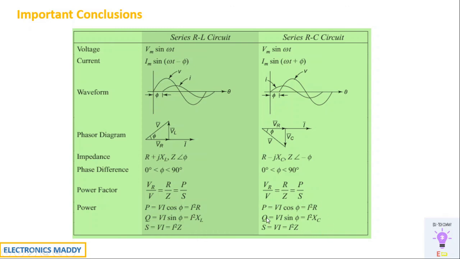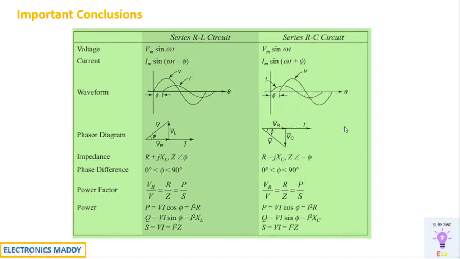So these are important formulas. If they ask you to find the active power or the reactive power or apparent power, we need to use one of these formulas. So please make a note of all these important conclusions at a different place, and once you have made note of this, you can use this with respect to the problems on series RC circuit.